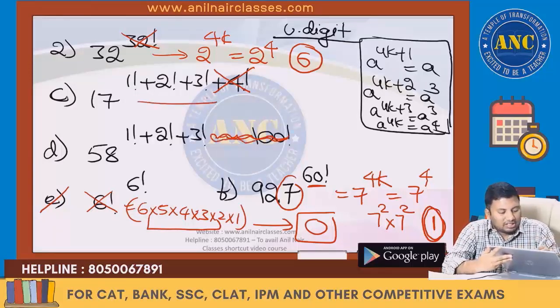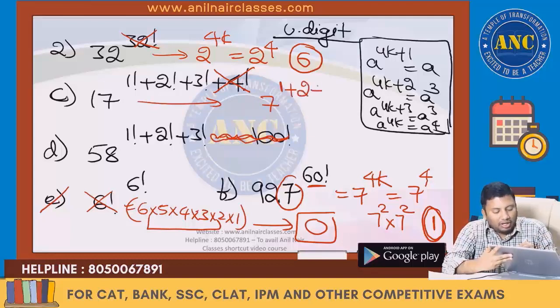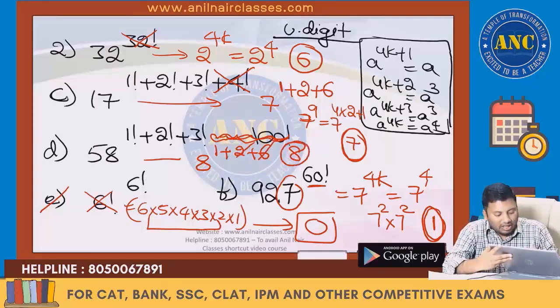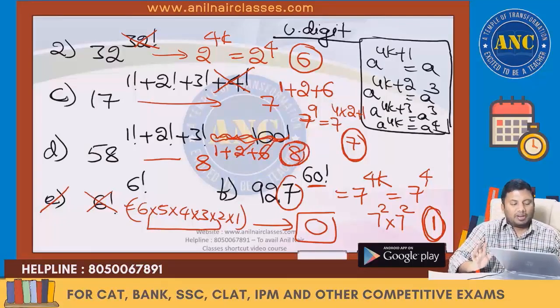So this is 7 power 1 factorial 1, 2 factorial 2, 3 factorial 6, so 7 power 9. 9 is 4 into 2 plus 1. A power 4k plus 1, answer is 7. These are nothing but 8 power 1 plus 2 plus 3 factorial 6. 8 power 1 is 8.